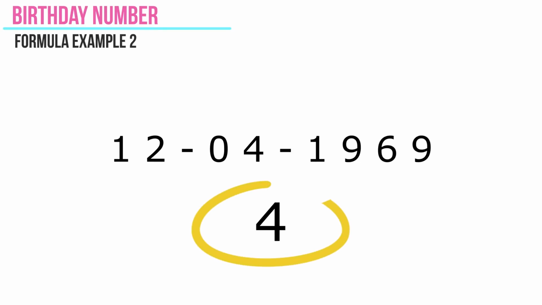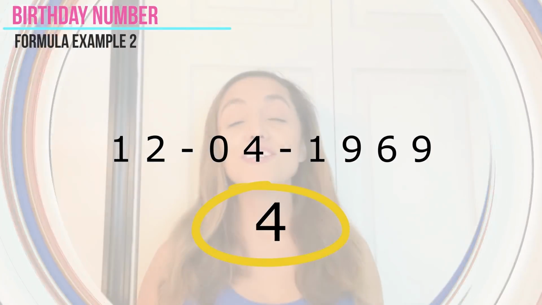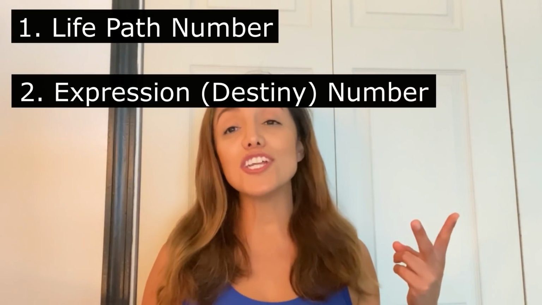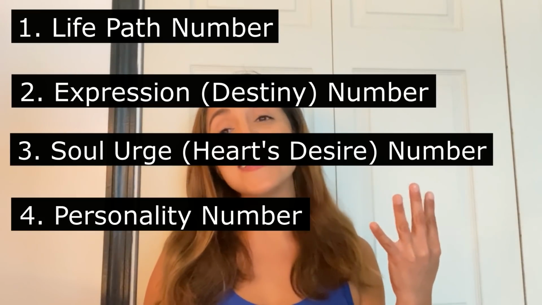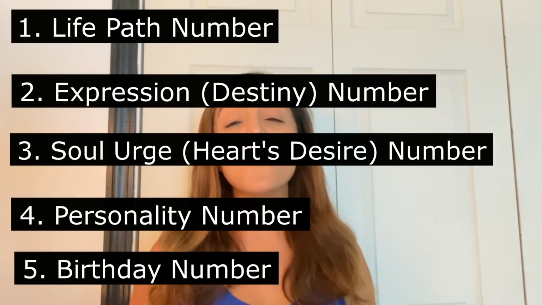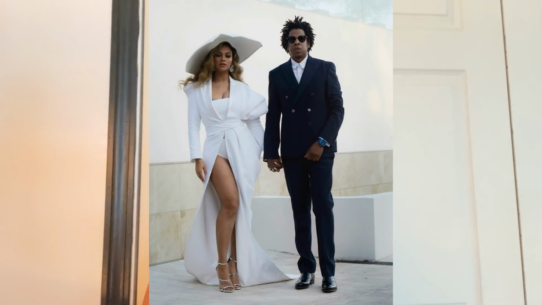And then for Mr. Carter, he's also a 4. Clearly a match made in heaven. So there you have it, guys. There you have the formulas on how to calculate your 5 core numbers in your numerology chart. Again, the life path, the expression or destiny number, the soul urge or the heart's desire number, the personality number, and the birthday number. And there you have our 2 examples that we used today. Thank you to Miss Beyonce and hubby Jay-Z. And I hope this gives you a better understanding on how to calculate your numerology chart and read your numerology.